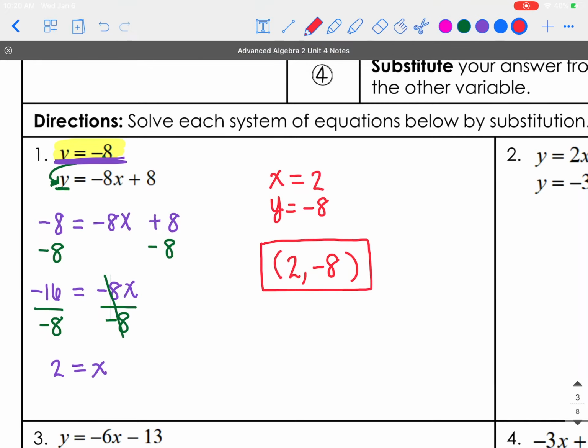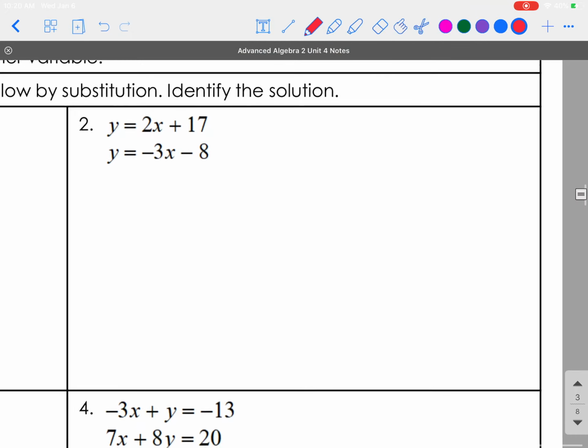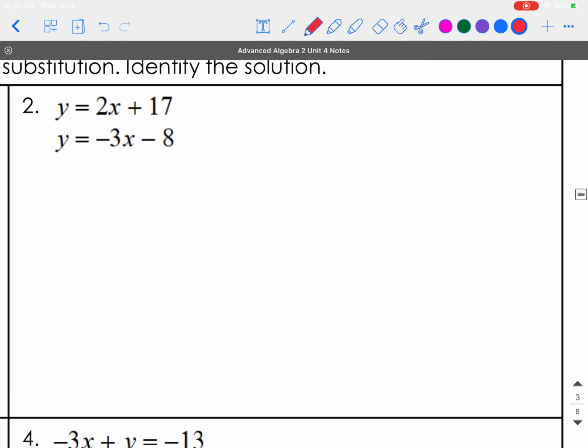All right. Next up, we're going to move to number 2. Again, both of these already have y equals, but neither one of them is just y equals a number. So it's not as easy, but it's pretty easy. They're already y equals, so I'm going to take one of them and highlight it. It doesn't matter which one. Then I'm going to find the y in the other equation.